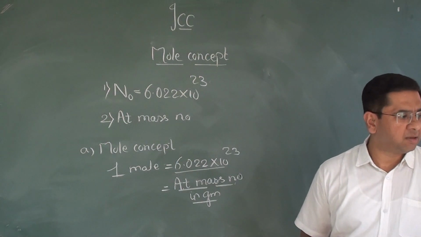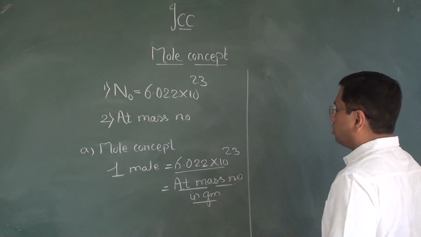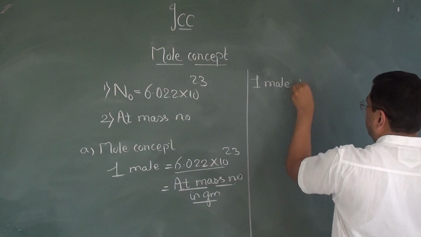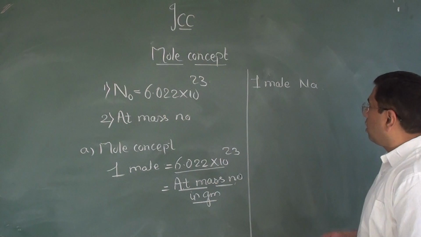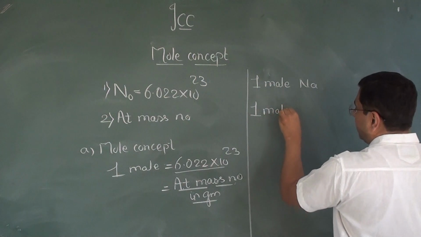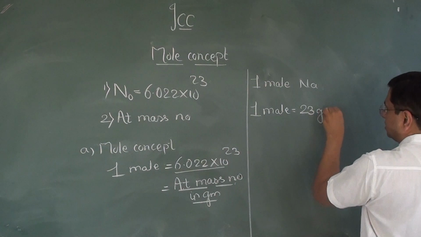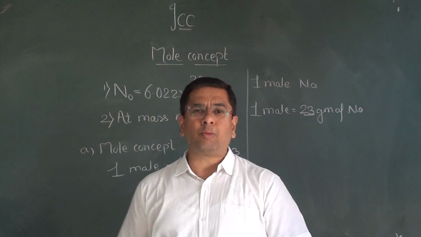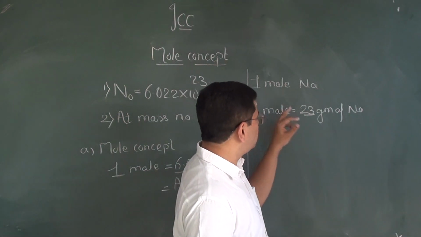What do you mean by atomic mass number in grams? Let us try and understand this concept as well. If I talk about 1 mole of sodium, that is what we were doing. What is 1 mole of sodium? 1 mole of sodium will have 23 grams of sodium. Why? Because we studied just now that the atomic mass number of sodium is 23.